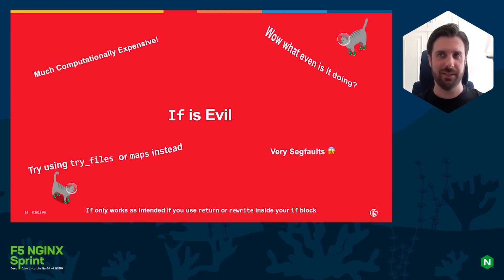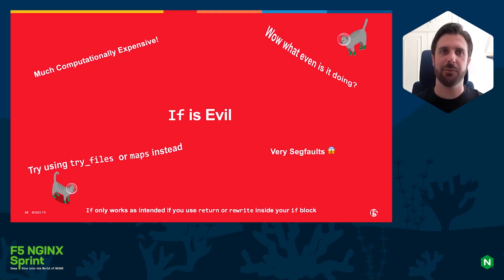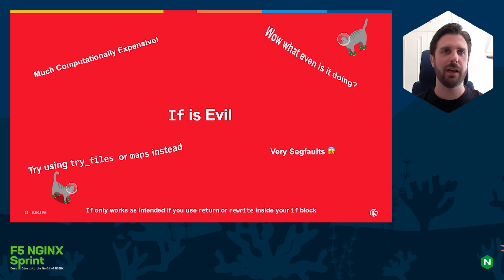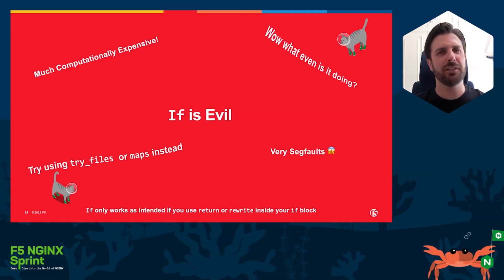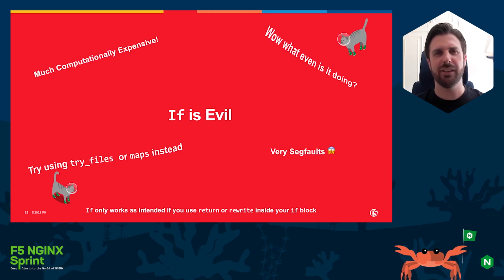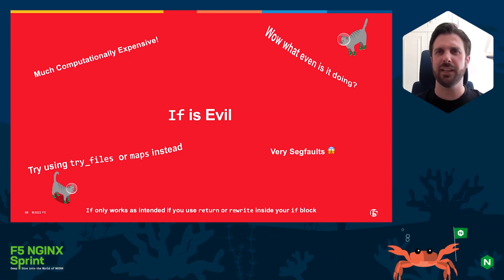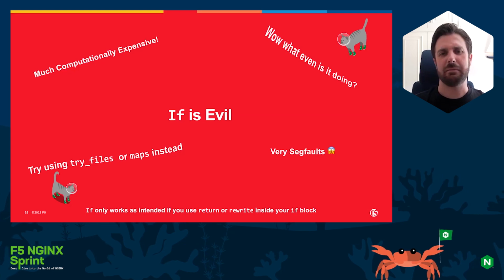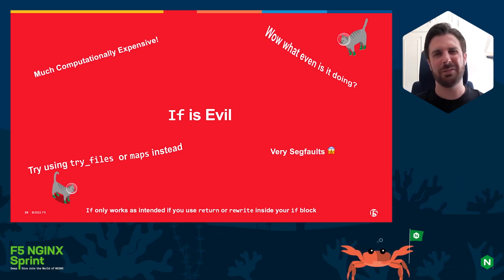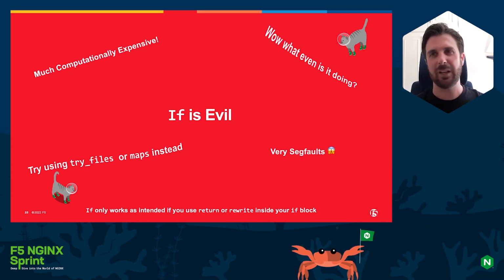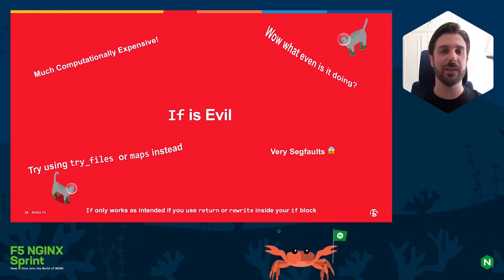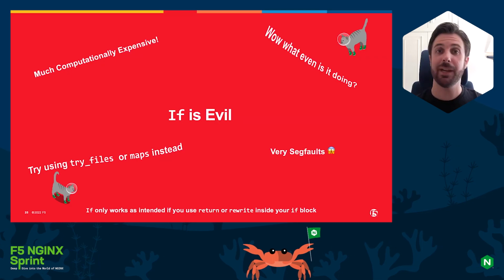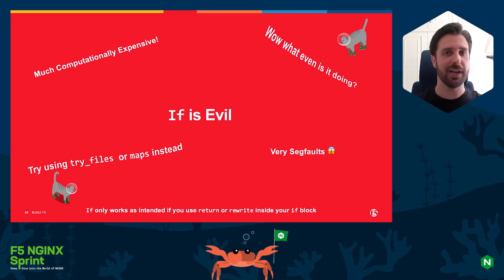For most use cases, the try_files directive or the map blocks will do the trick just fine. It'll achieve whatever it is that you actually wanted to achieve with if instead. And if you want to know more about why if is evil, a quick Google search should lead you plenty of results into the bonkers logic that happens behind the scenes if you do decide to use if.